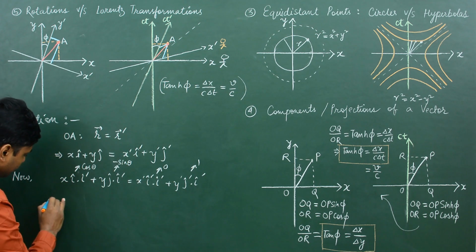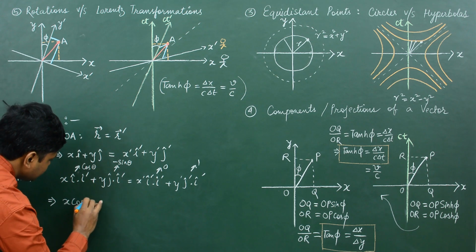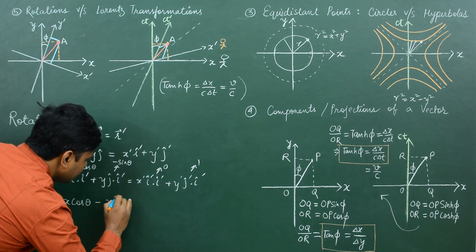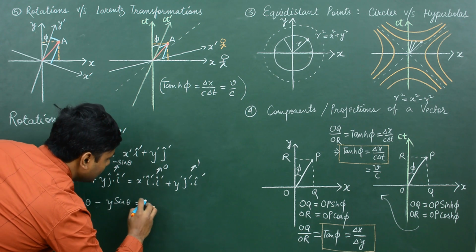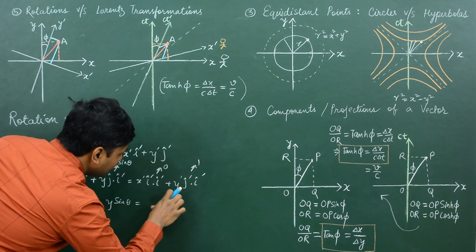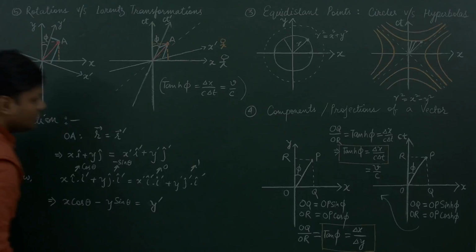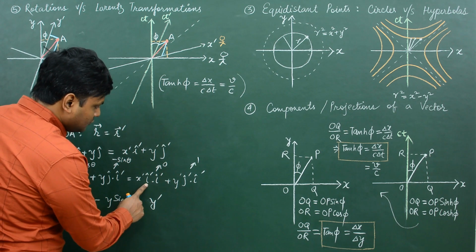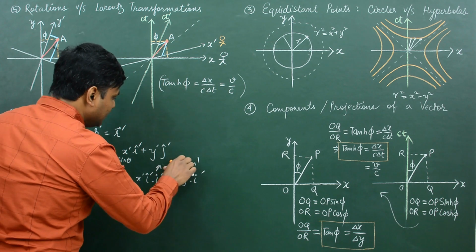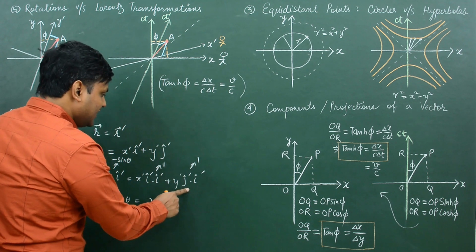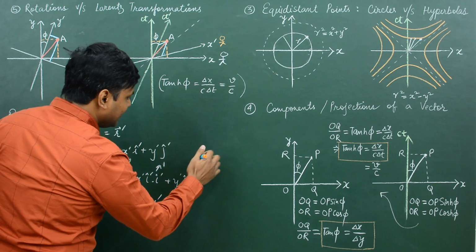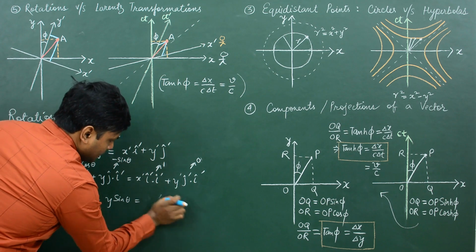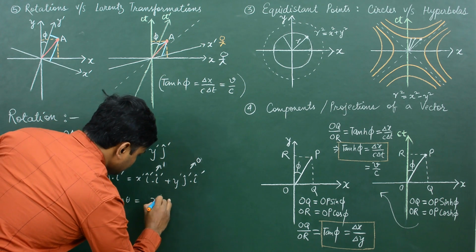So this gives me x cos theta minus y sine theta is equal to x dash. Okay, I think I made a mistake here. The dot product of i cap dash with i cap dash should be equal to 1 because the angle is 0, and j cap dash with i cap dash will be 0 because the angle is 90 degrees. So this will give us the x dash quantity.